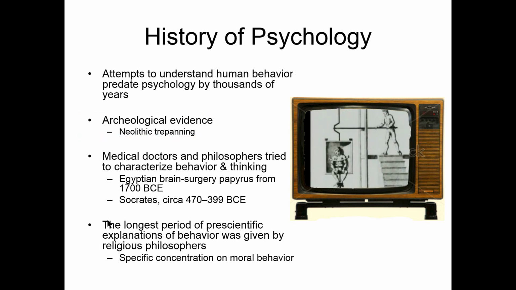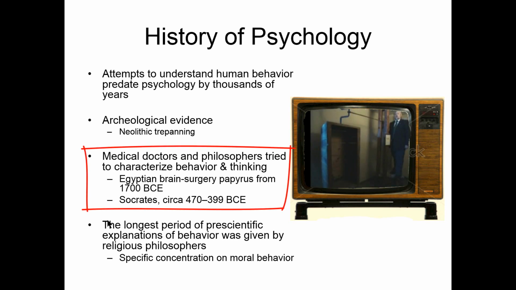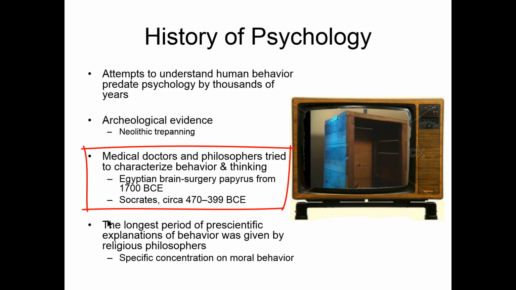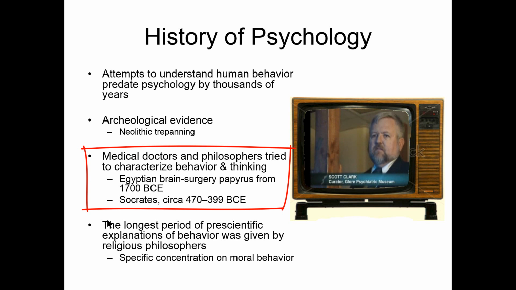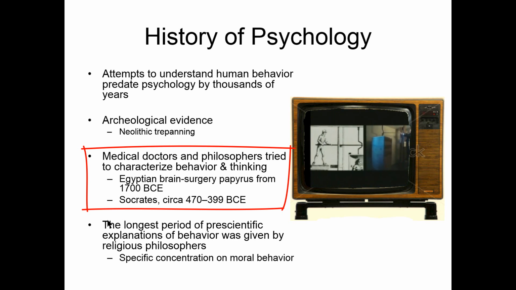After trepanning in the Neolithic period, medical doctors and philosophers tried to characterize behavior a number of different ways. One of the earliest medical attempts to describe behavior came from the ancient Egyptians. 3,700 years ago, which is about the time that the Great Pyramids were being created, ancient Egyptian medical doctors were trying to do brain surgery.